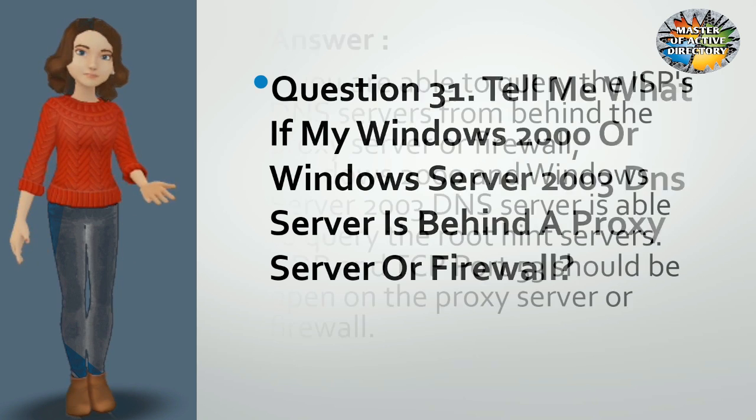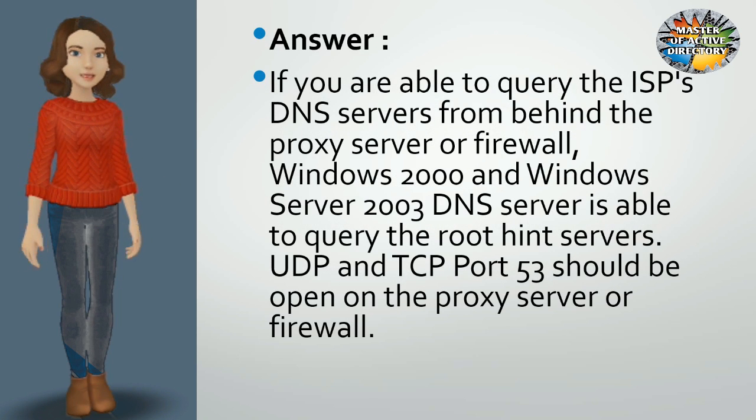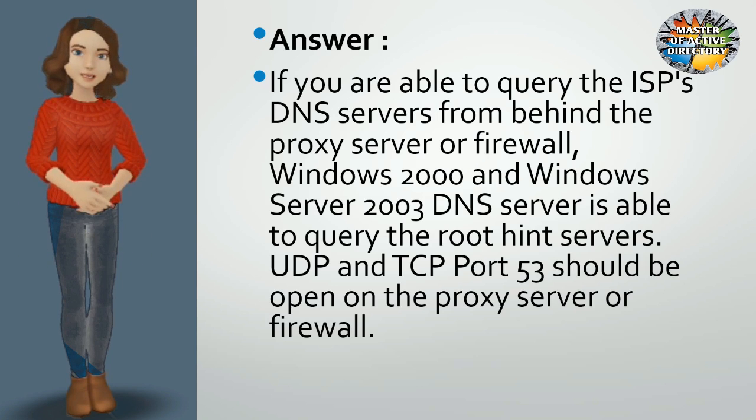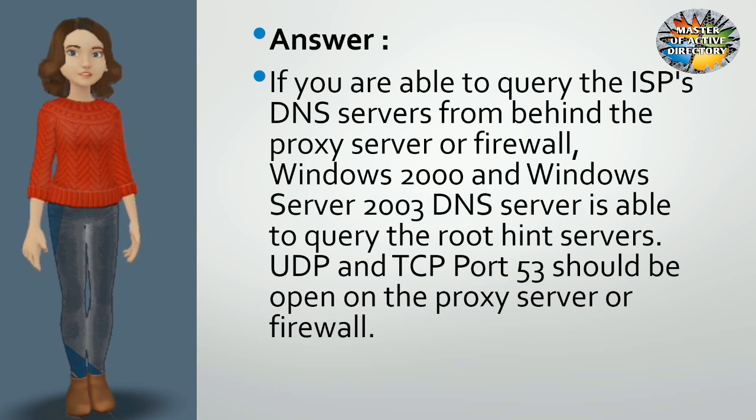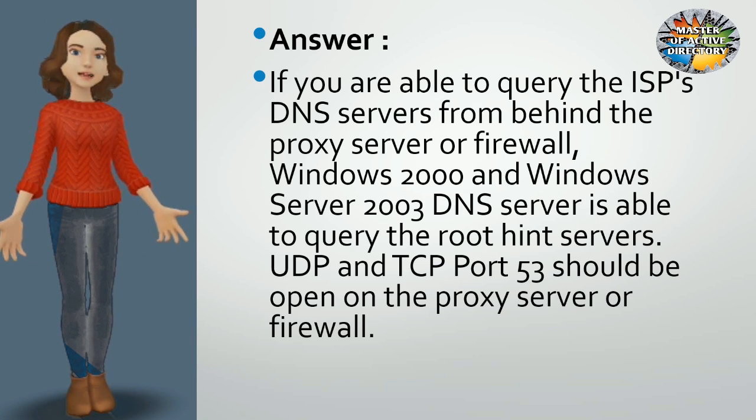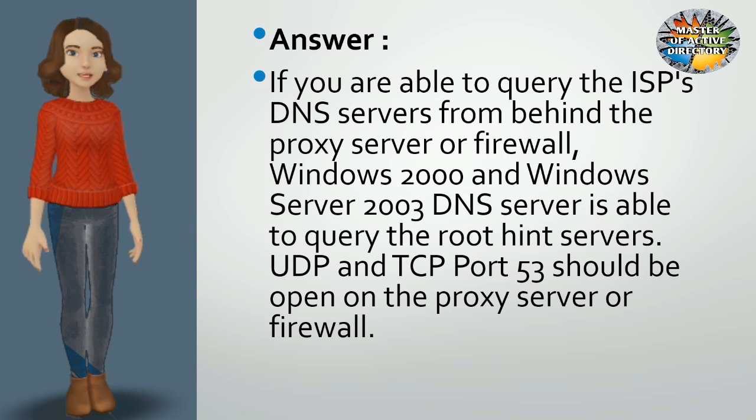Answer. If you are able to query the ISP's DNS servers from behind the proxy server or firewall, Windows 2000 and Windows Server 2003 DNS server is able to query the root hint servers. UDP and TCP port 53 should be open on the proxy server or firewall.